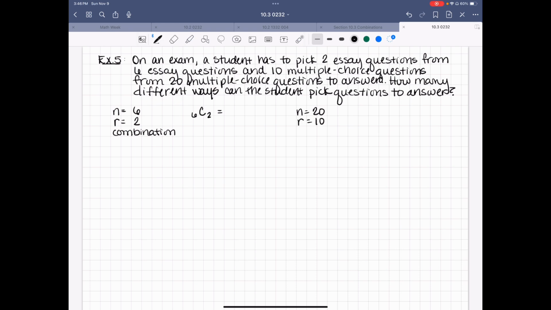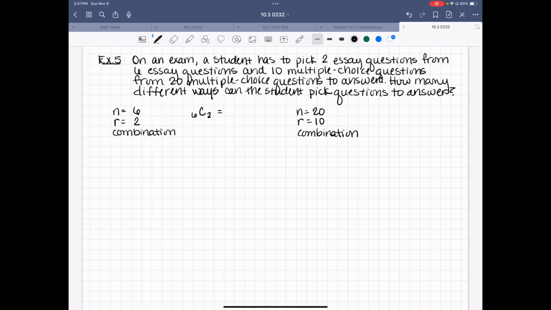This is still a combination, guys. If I pick all the even ones, 2, 4, 6, 8, 10, 12, 14, 16, 18, 20, that's the same thing as picking question 20, 18, 16, 14, 12, 10, 8, 6, 4, 2. The order doesn't matter. So once again, it is a combination.